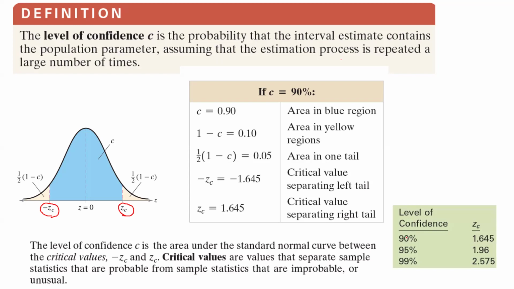Again, some popular level of confidence are 90%, 95%, 99%. But again, in the context of the project, you need to investigate what is the level of confidence. If you are not sure about that, you need to ask the domain expert. If it's not given, it's safe to assume that it is 95%. So for 90%, the critical value is 1.645, 95%, 1.96, 99%, 2.575.